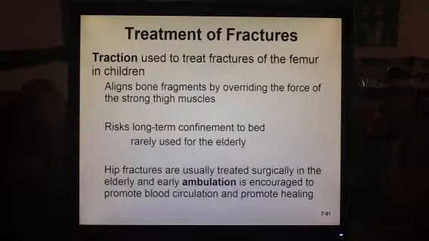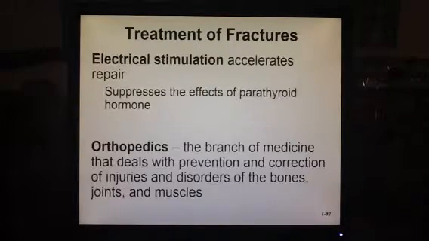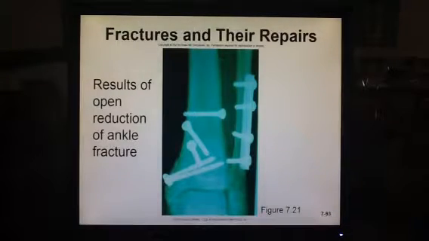This talks about the use of traction. For fractures of the femur in children, it's very important that that bone repairs correctly, and so traction is used to make sure that they are not using that bone while it's trying to heal. This is what an open reduction ankle fracture might look like after the surgery. So we might expect to see pins.